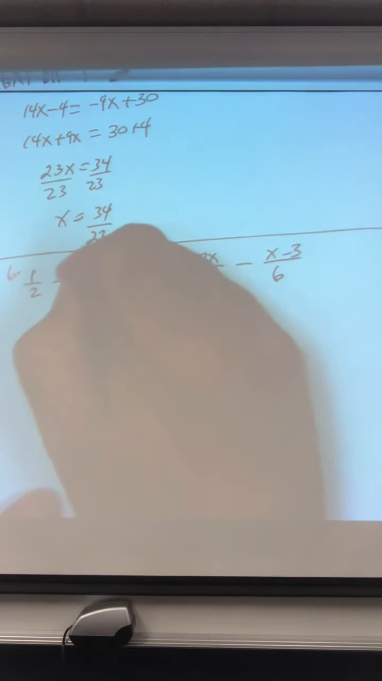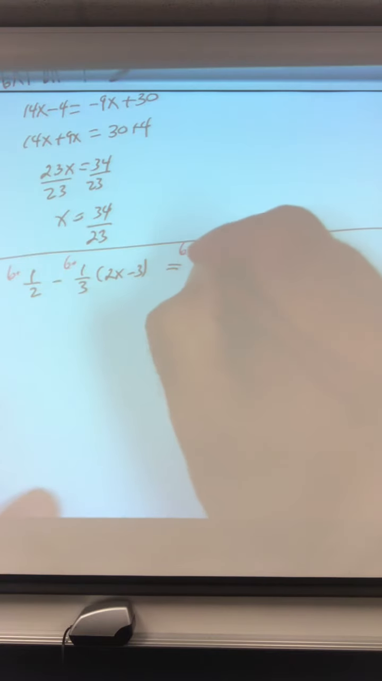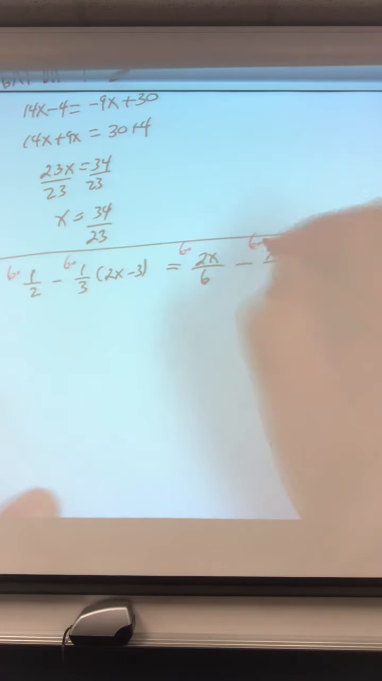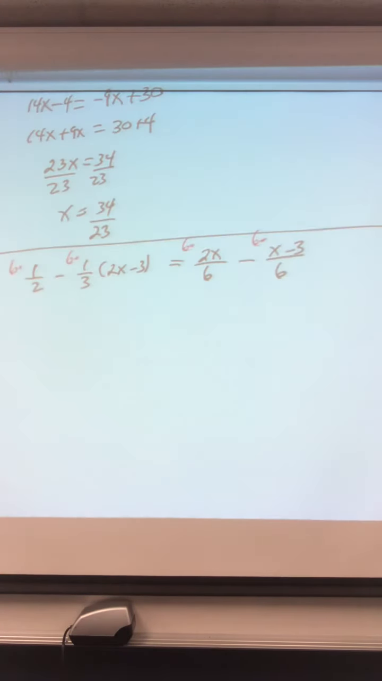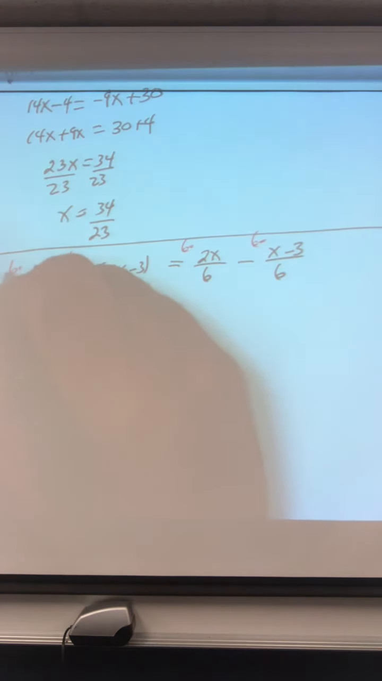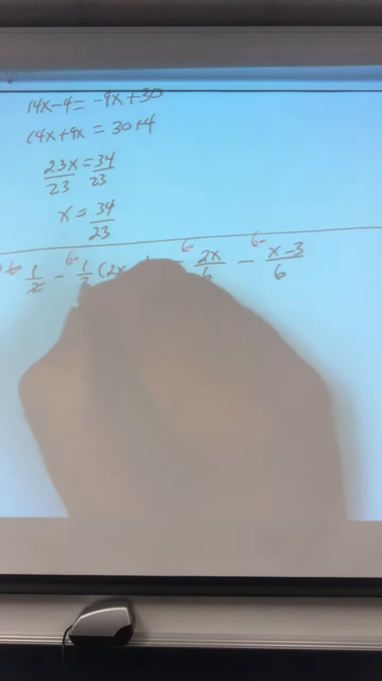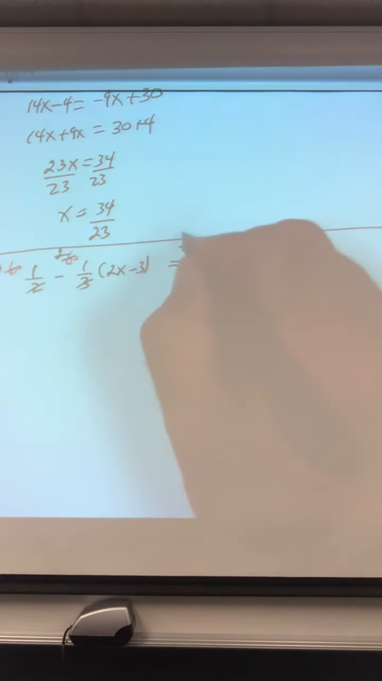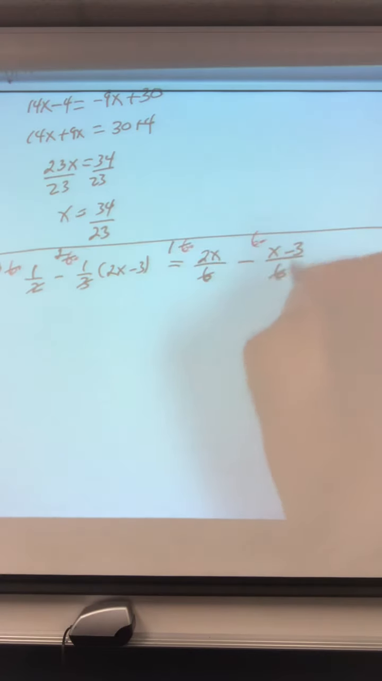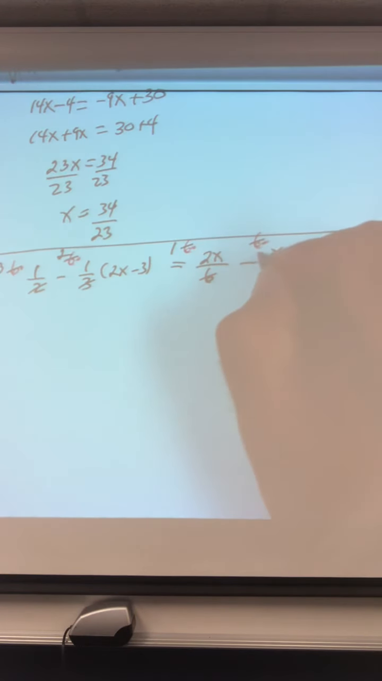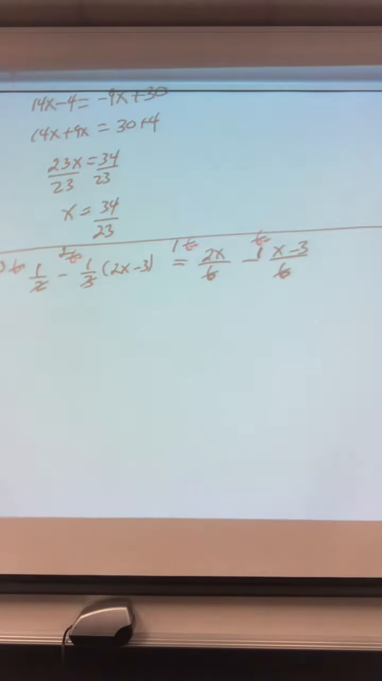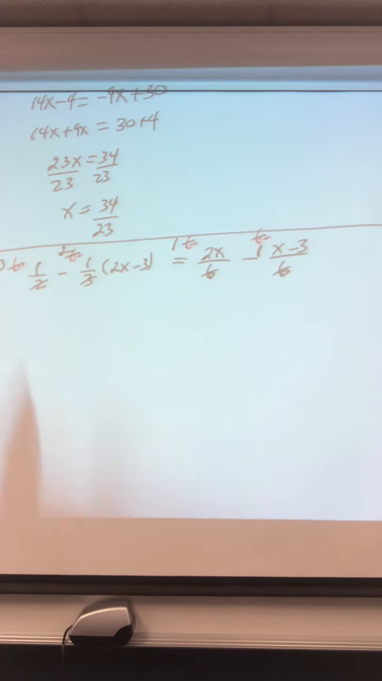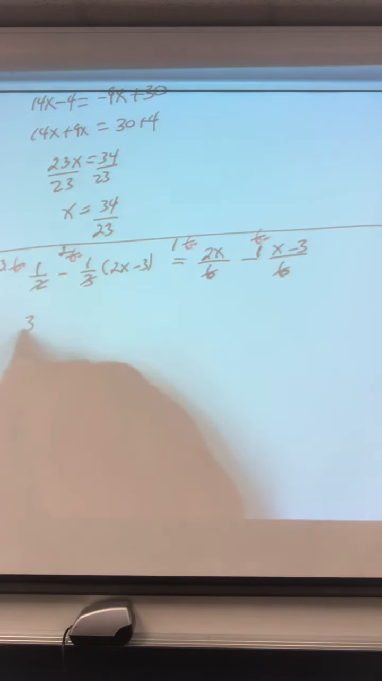6, 6, 6, 6. Famous 3 words: cross cancel first. 2 into 6 is 3. 3 into 6 is 2. 6 into 6 leaves 1. 6 into 6 leaves 1. Now multiply what's left. So 3 times 1, of course, is 3.